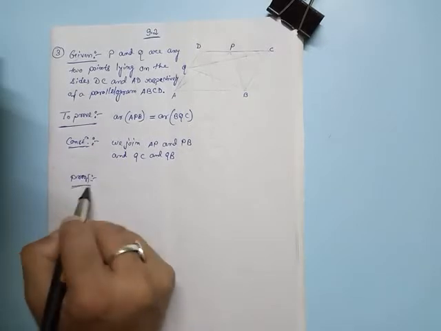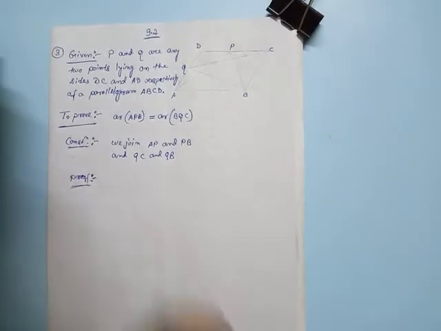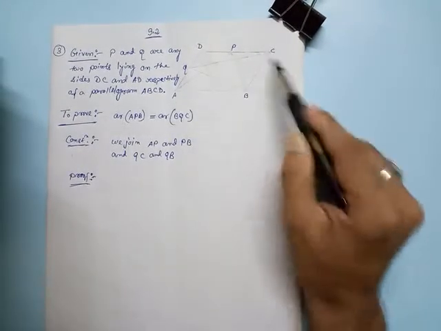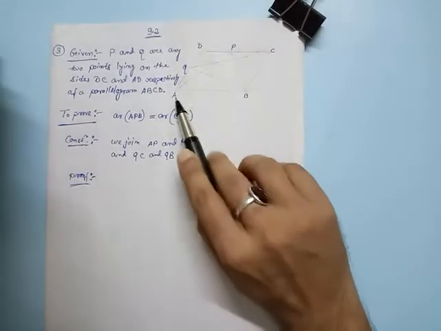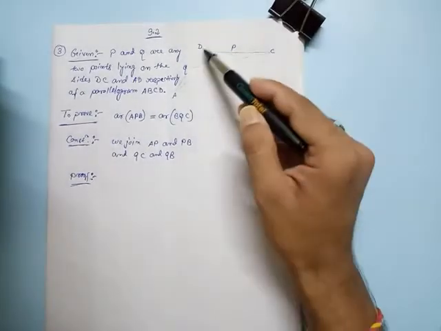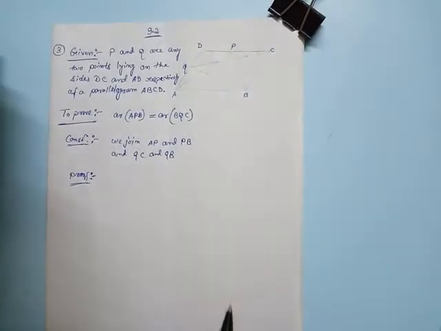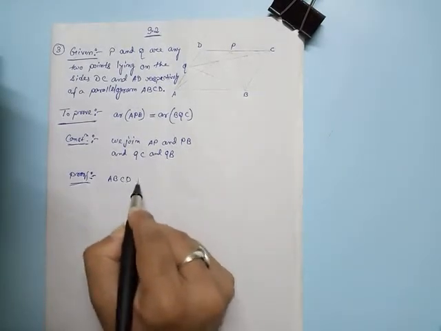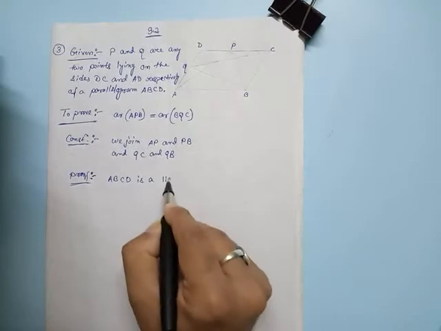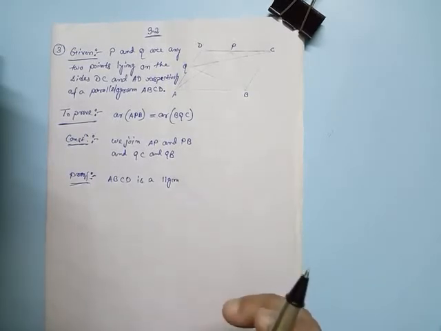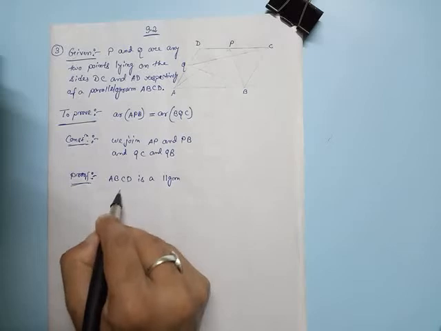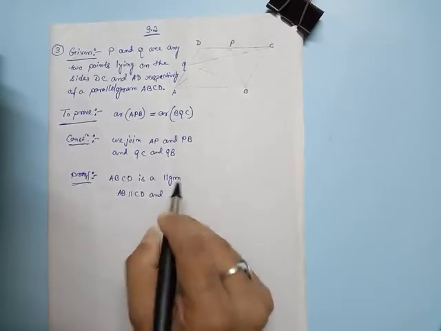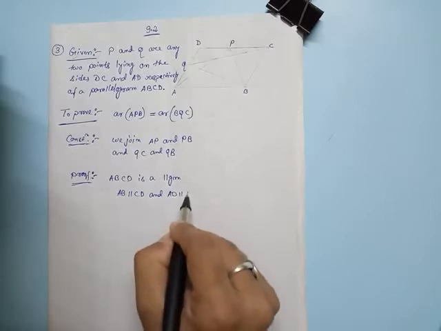Proof of this question. So first of all, student, look, in this diagram ABCD is a parallelogram and AB parallel to CD, AD parallel to BC. So I will write here ABCD is a parallelogram. Parallelogram. Then I will write AB parallel CD and AD parallel BC.